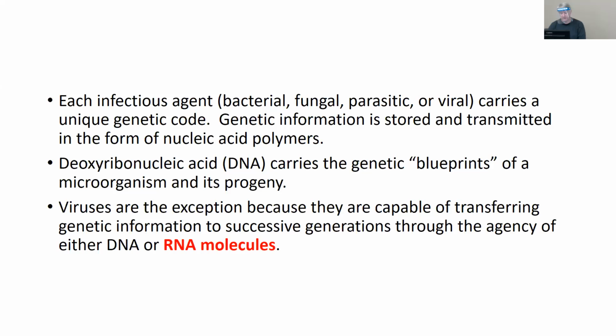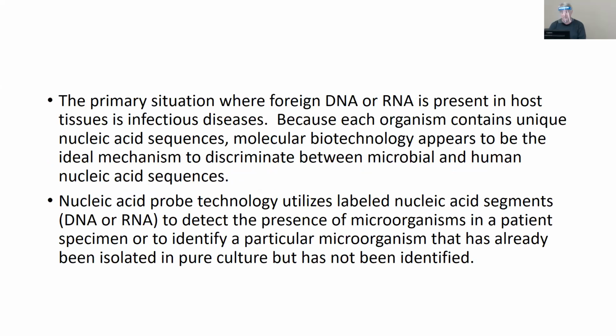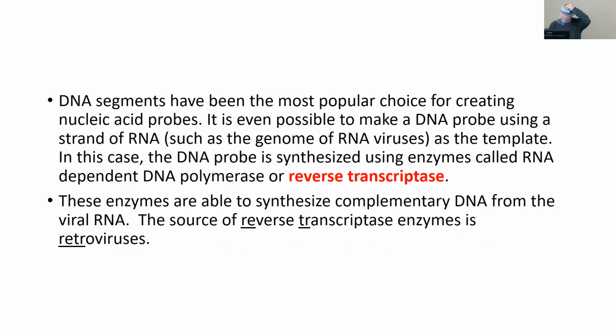So viruses are the exception because they're capable of transferring genetic information to successive generations through the agency of their either RNA or DNA. In a situation where foreign DNA and RNA is present, host tissue is infectious because each organism contains a unique nucleic acid sequence. So we use nucleic acid probe technology, which utilizes labeled nucleic acid segments of DNA or RNA to detect the presence of the microorganism in the patient's specimen. DNA segments have been the most popular choice for creating nucleic acid probes. It's even possible to make a DNA probe using a strand of RNA, right? Because we kind of do it like a retrovirus. With RNA as the template, the DNA probe is synthesized using an enzyme called RNA-dependent DNA polymerase, or reverse transcriptase.